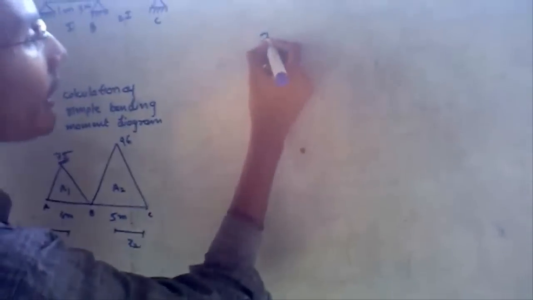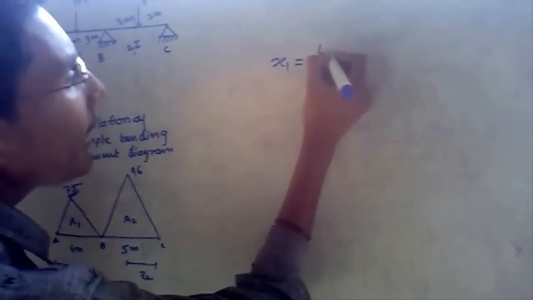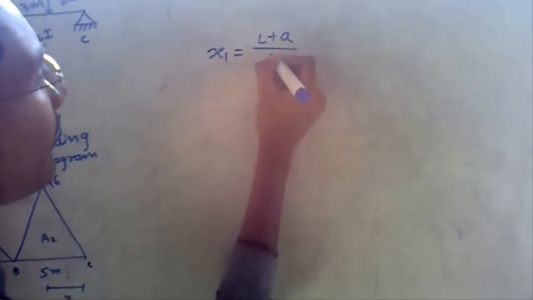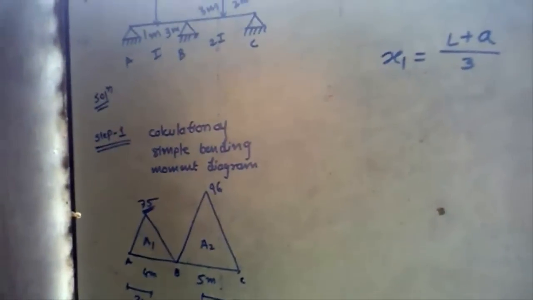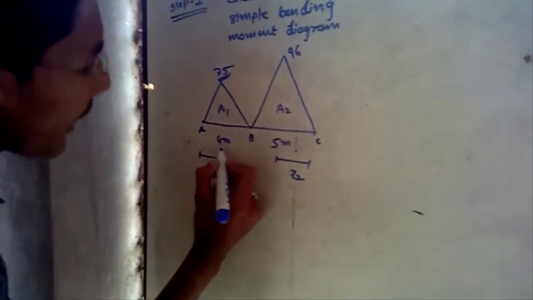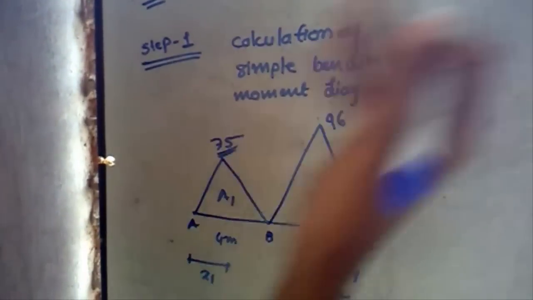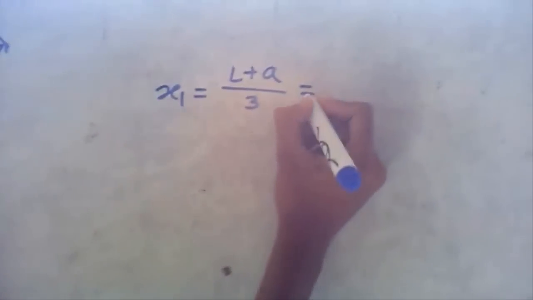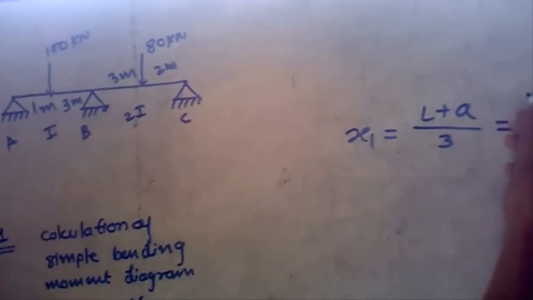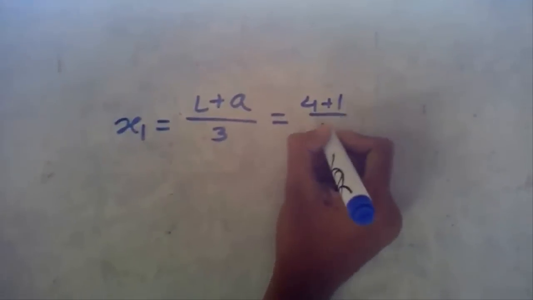So x1 is calculated by (L + A)/3. It is a basic formula. A is 4, this distance A is 1, and 3 is the common ratio. That means the total length is (4 + 1)/3.